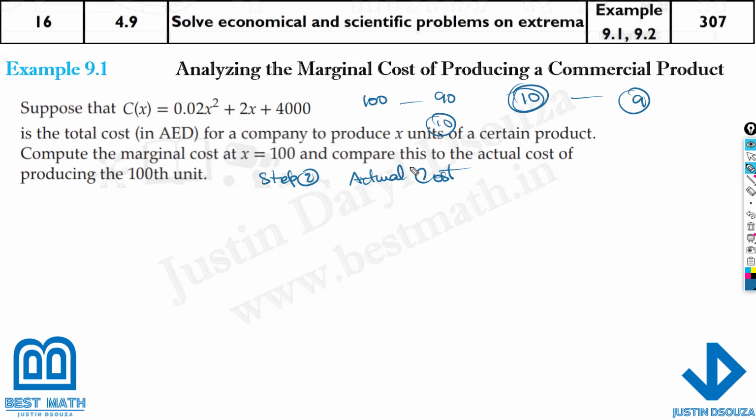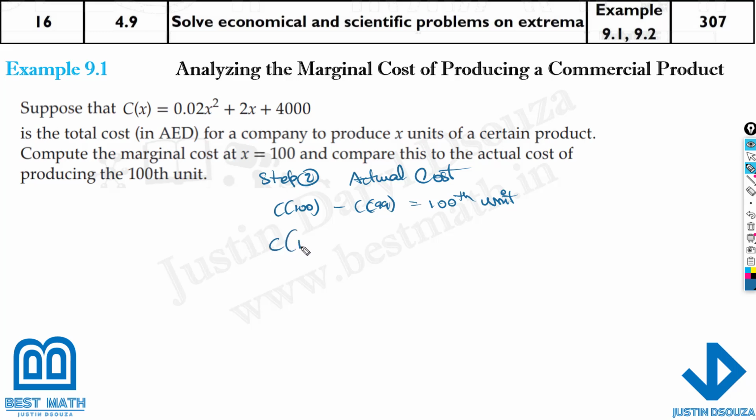That's it. In the same way, we will find the total cost of 100 units and then subtract the cost of 99 units, and then we will get the 100th unit. So it is C of 100, because we are dealing with the total cost function, just use this function, minus C of 99, that is the cost of 99. Then we will get the 100th unit cost. That is the actual cost.